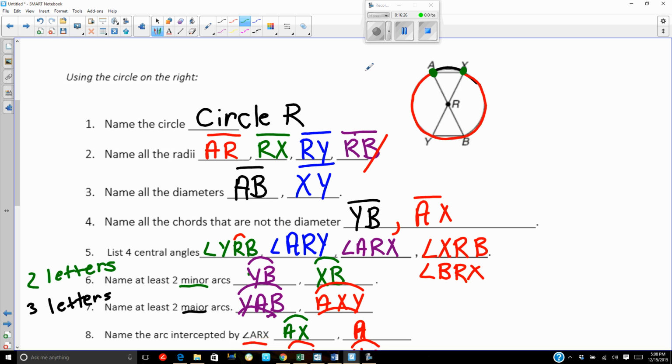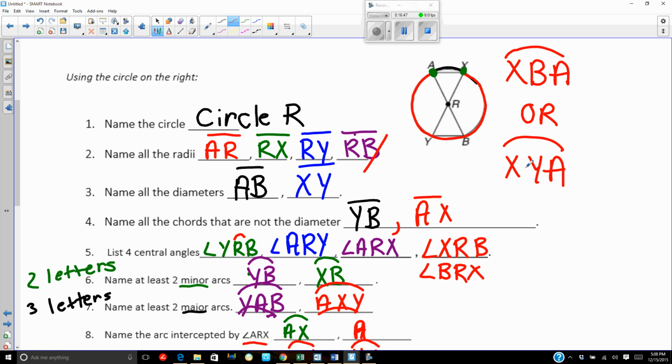And that red arc can be called major arc XBA, so from X to B to A, or you could call it XYA, in that order. And there are actually other things you could call that arc. You could go backwards. You could say arc AYX. A lot of different answers. These are the answers to that question below.